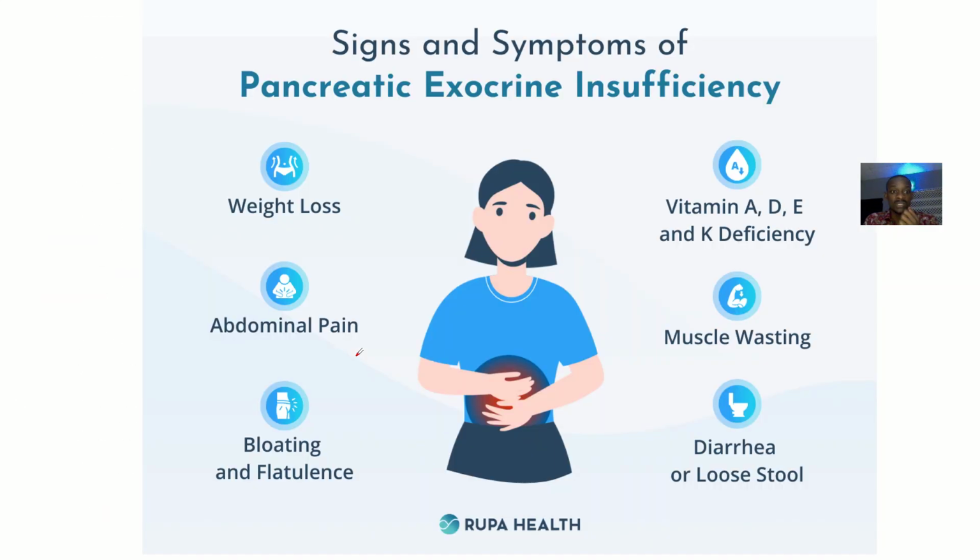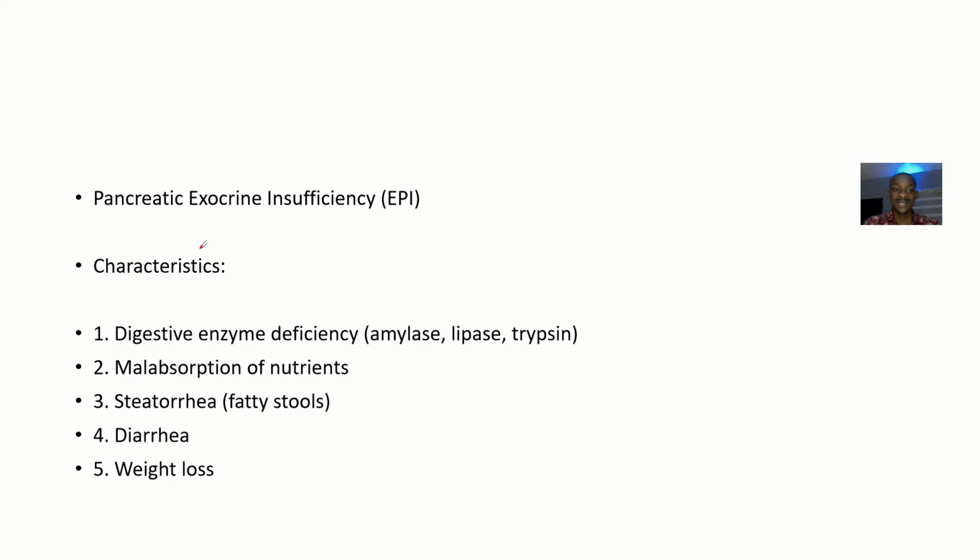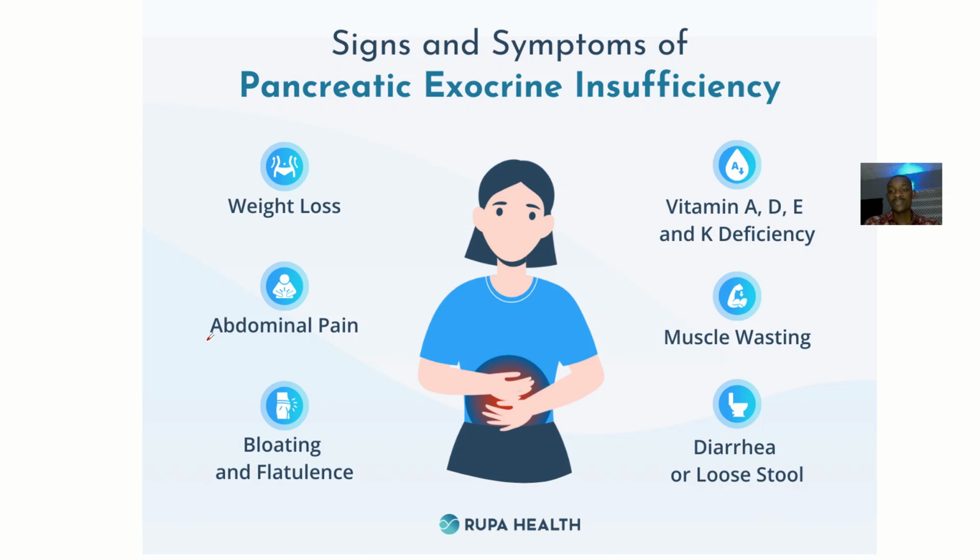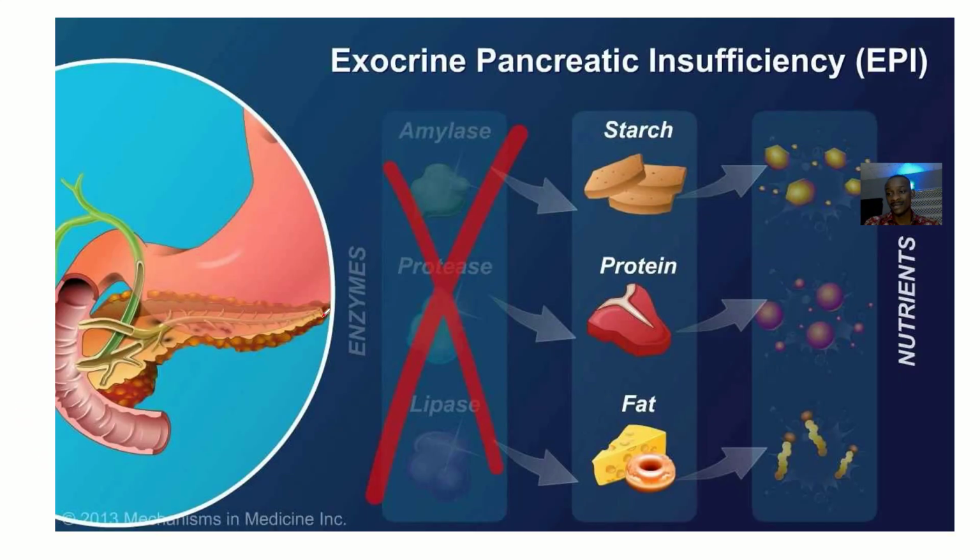Now, looking at the exocrine insufficiency. For exocrine, you are trying to look at the enzymes: amylase, trypsin, protease, lipase. They are not there, they are not sufficient. So all these foods that the enzymes are supposed to act on, they will not be able to act on them again. Do you understand? They will not be able to act on this food to release nutrients.